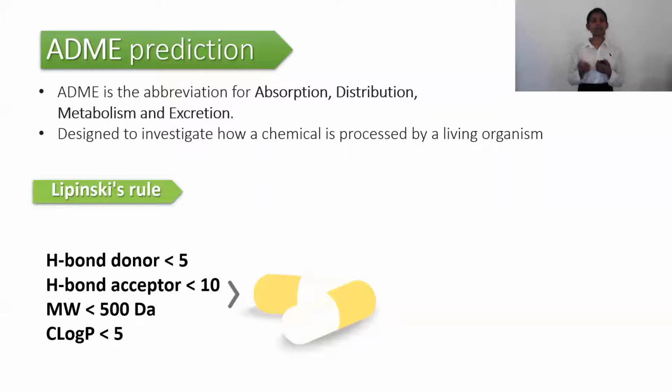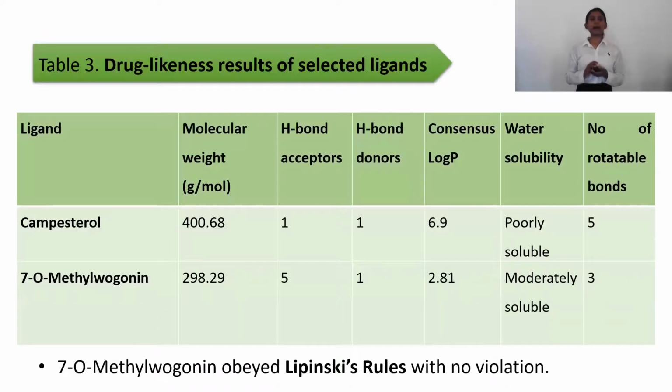ADME is an abbreviation for absorption, distribution, metabolism, and excretion, and it is designed to investigate how a chemical is processed by a living organism. Lipinski's rule is the most commonly used rule to evaluate the drug-likeness properties of selected compounds. It states that an orally active compound should not have more than 5 hydrogen bond donors or 10 hydrogen bond acceptors, the molecular weight should be less than 500 Daltons, and the logP value should be less than 5. And this is the drug-likeness result of the selected ligands.